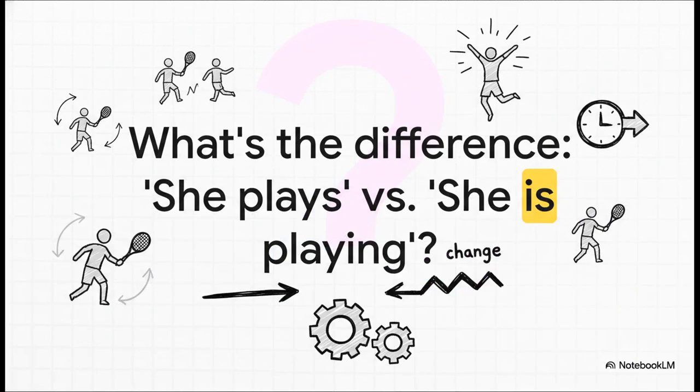So let's kick things off with a little question for you. What's the real difference between she plays football and she is playing football? I mean, they're almost identical, right? But that one tiny little word, is, completely changes the meaning. It shifts the action from just a general habit to something that's happening right now. And that, my friends, is the incredible power of auxiliary verbs.